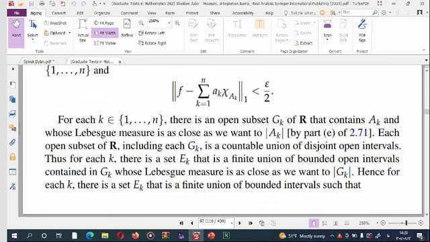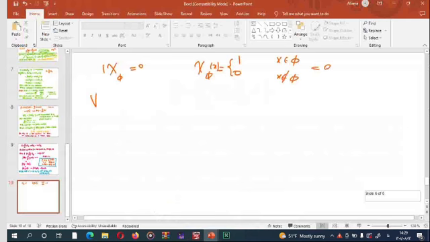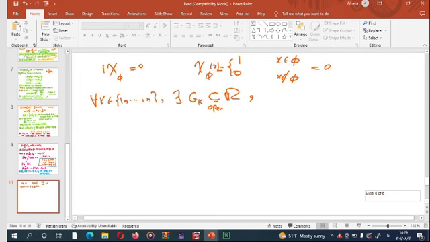For each k, there exists an open subset G_k that contains A_k and whose Lebesgue measure is as close as we want to that of A_k, because for each k in this finite set there exists G_k, an open subset of R, that contains A_k, and the measure of G_k minus A_k is less than epsilon. This is the Lebesgue measure on R.